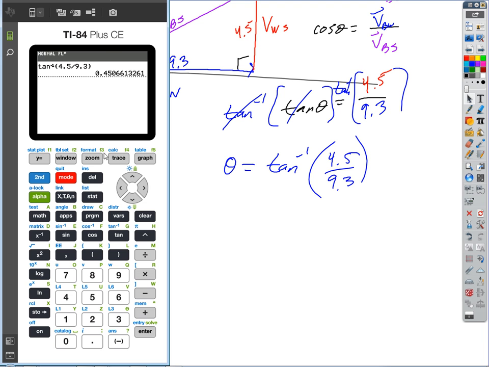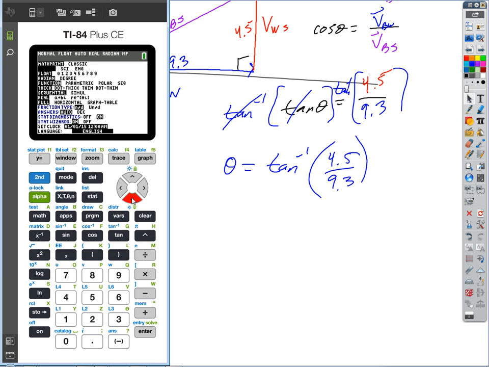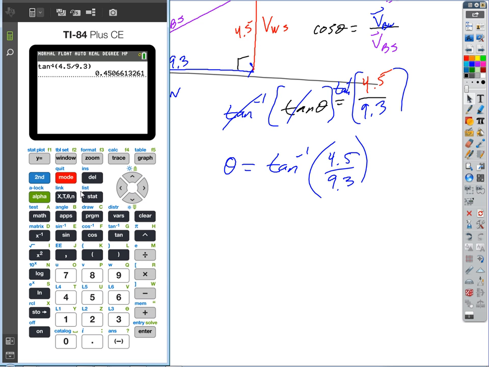Okay, so let's put it in degrees. So we get an answer of... rounded to how many places can we keep? I think we can only keep 2, can't we? Yeah. So it'd be 26 degrees. So now we have the absolute direction there, right? Make sense? Okay. All right, so we're ready to move on to the big guns here.